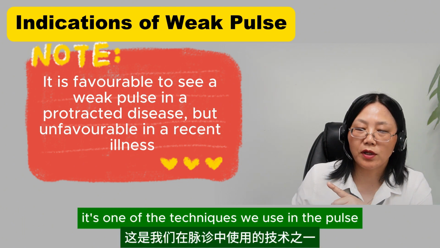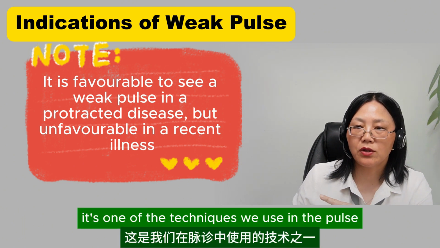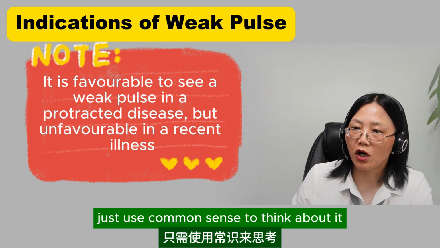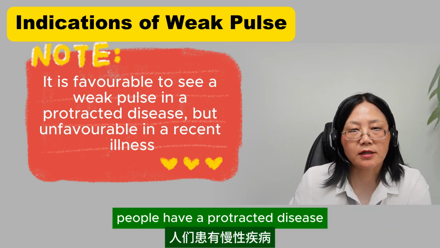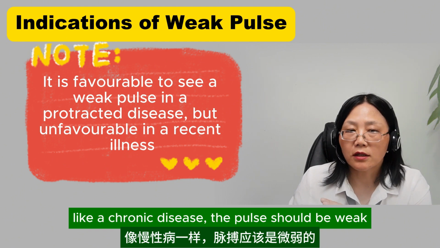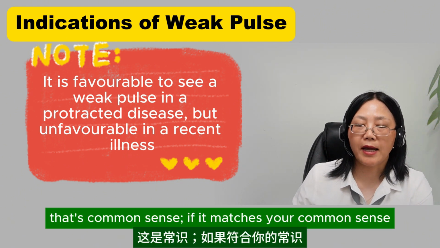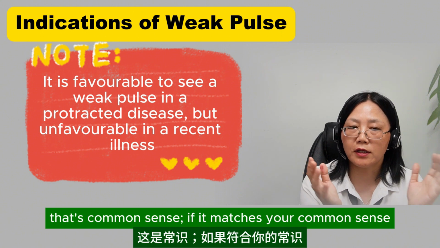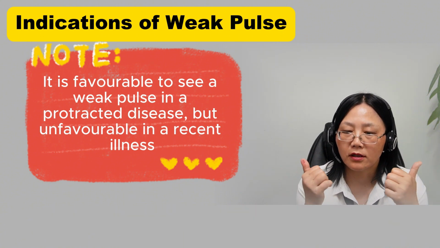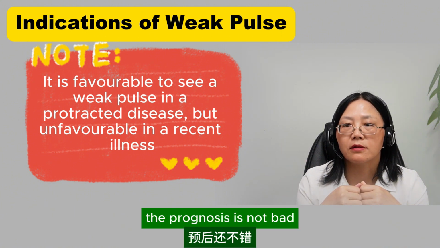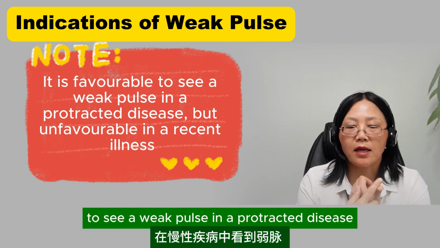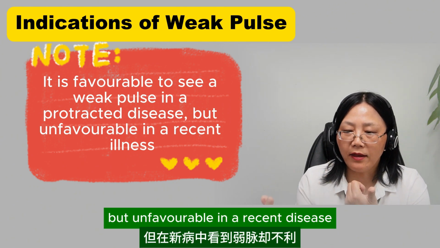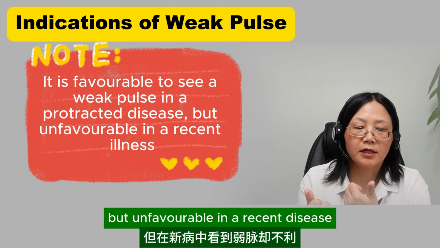Think about this one. It's one of the techniques we use in pulse diagnosis. Just use common sense to think about that. If a person has a protracted disease, like a chronic disease, the pulse should be weak. That's common sense. If it matches your common sense, the prognosis is not bad because it's supposed to be that way. It's favorable to see a weak pulse in a protracted disease, but unfavorable in a recent disease.